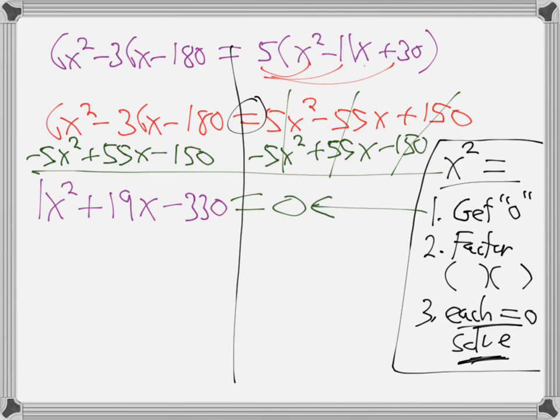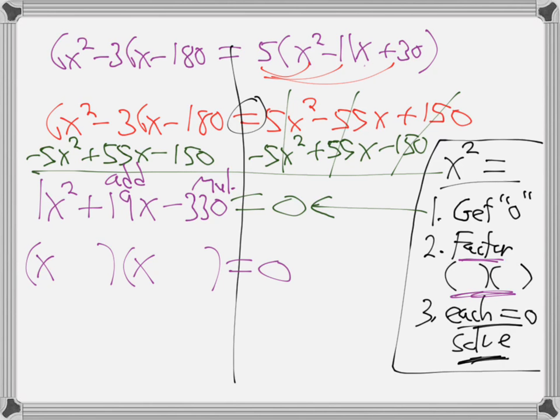So I did step 1. I got a 0. Step 2, factor. Factor with the parentheses. So that means you're going to do the double parenthesis, right? X is in the front. You need two numbers that multiply to be 330 and add to be 19.